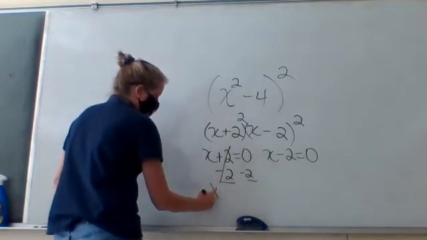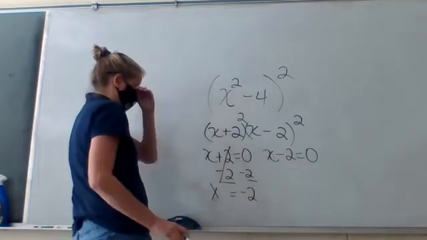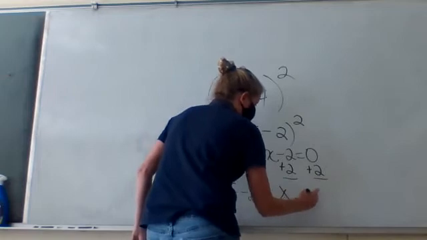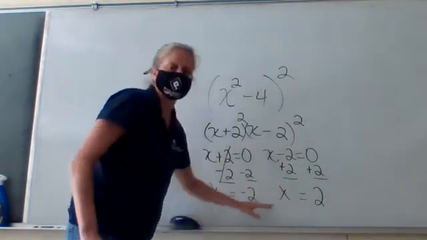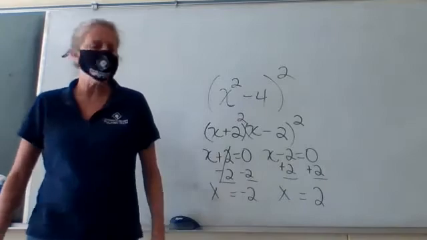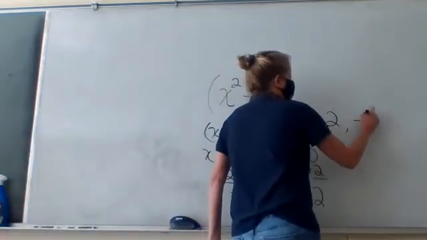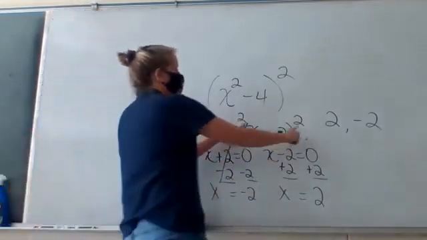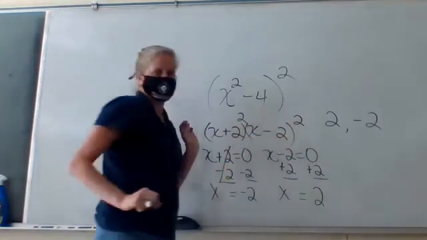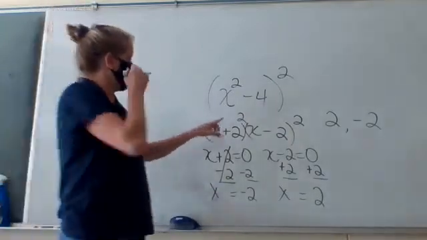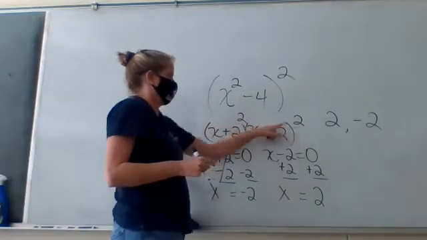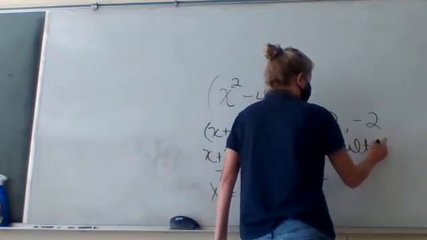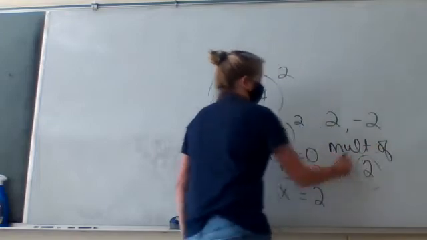I'll subtract 2 to get this x by itself, so x equals negative 2. Here I'll add the 2 to get that x by itself, so there x equals positive 2. So there are your two zeros, 2 and negative 2. Now, the multiplicity comes from the exponents of your factors. So what is the exponent of each one of those factors? They are both 2, which means both of those zeros have a multiplicity of 2.